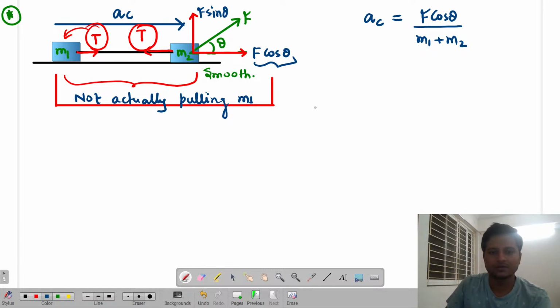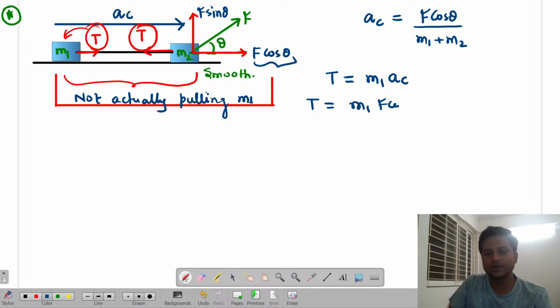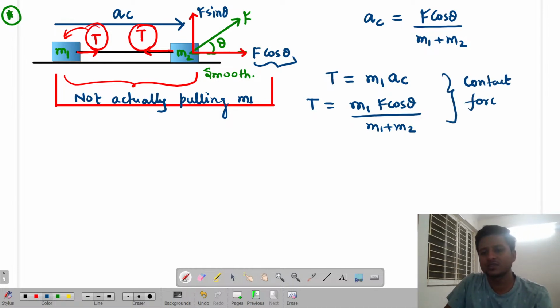So can I say, yeah, but F cos theta is pulling M2, that's why tension T is appearing? If you cut the thread, then this tension T will not appear. No, no. So which thing is pulling M1? Tension T is pulling my M1 with a common acceleration. So tension T is equal to how much? M1 into F cos theta divided by M1 plus M2. And this is my contact force, or you can even say the tension present between M1 and M2. Are you able to get me or not? Is this clear?